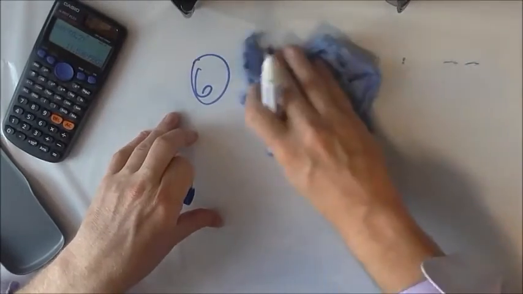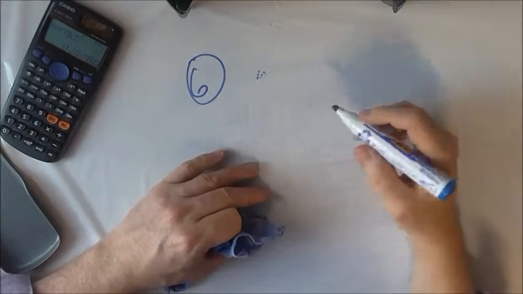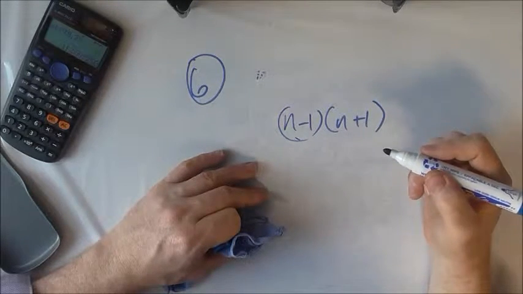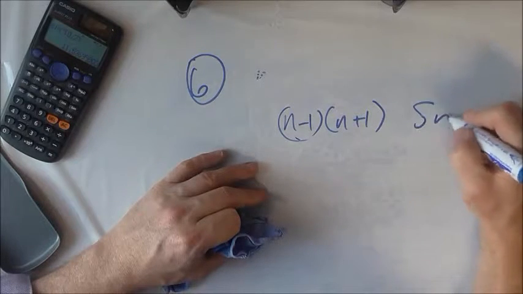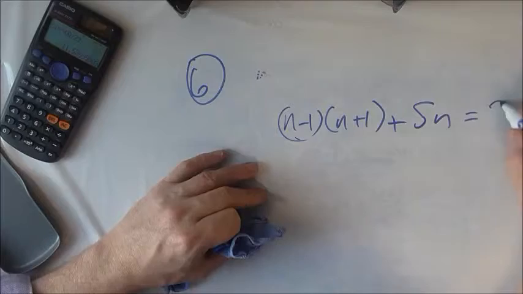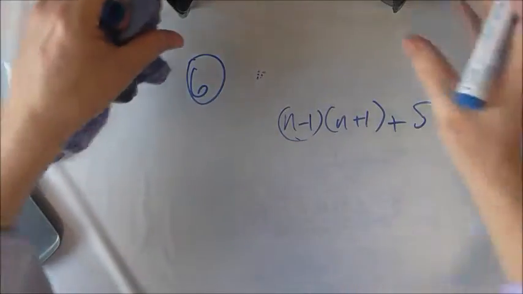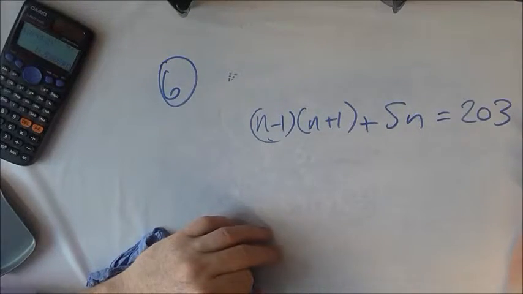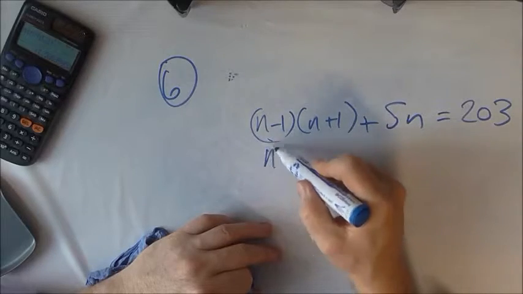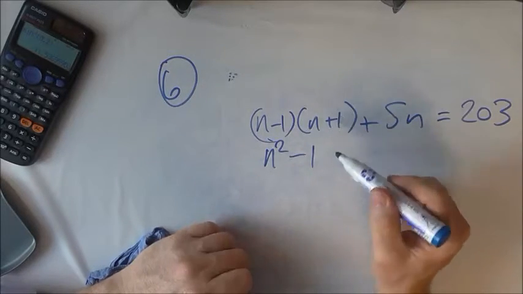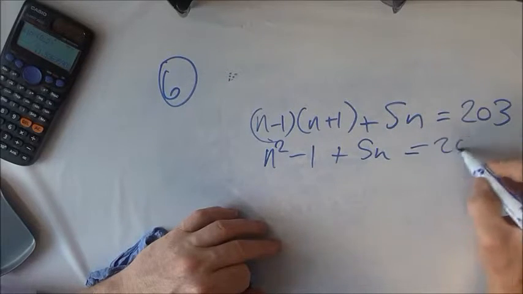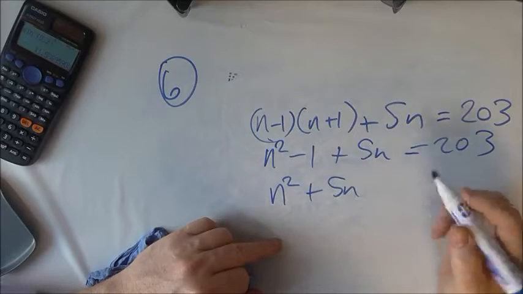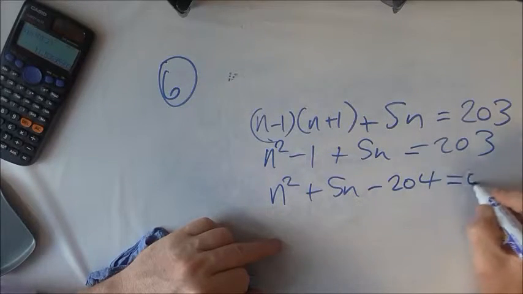Now, when the product of the first integer and the third is added to 5 times the second, the result of that addition is 203. So that's same bracket twice, once with the plus, once with the minus. That leads to a difference of 2 squares. That's a quadratic. n squared plus 5n minus 204 equals 0.